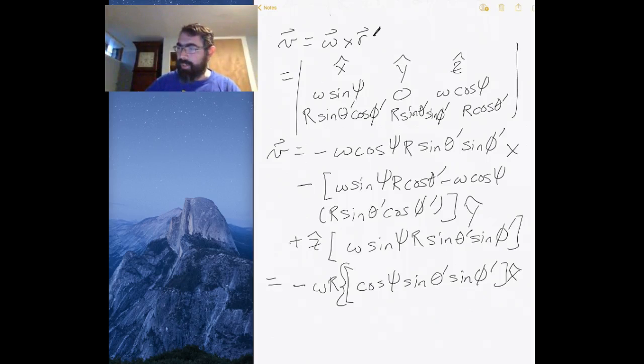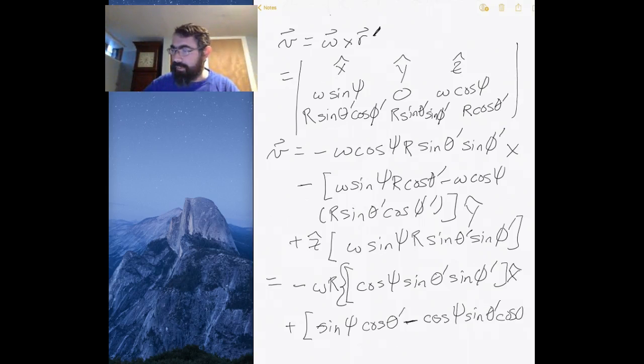And then I would have plus sine psi cosine theta prime minus cosine psi sine theta prime cosine phi prime. So all of that is in the y direction. Okay.